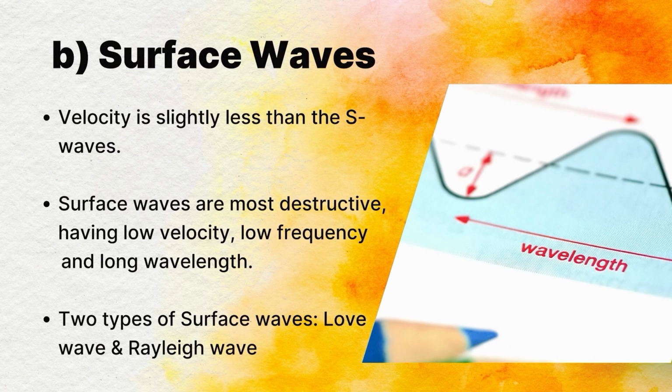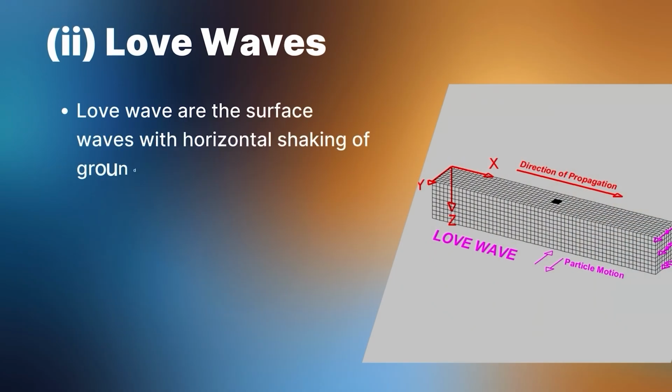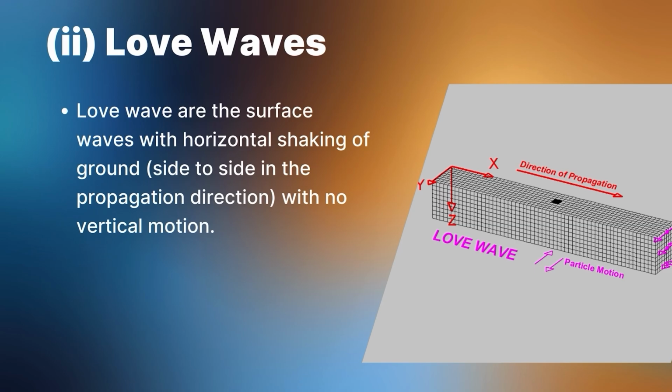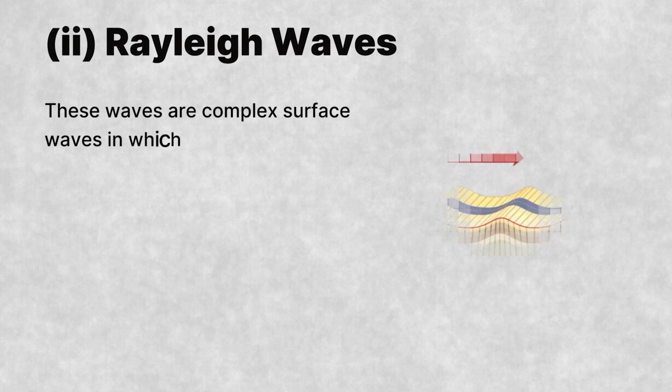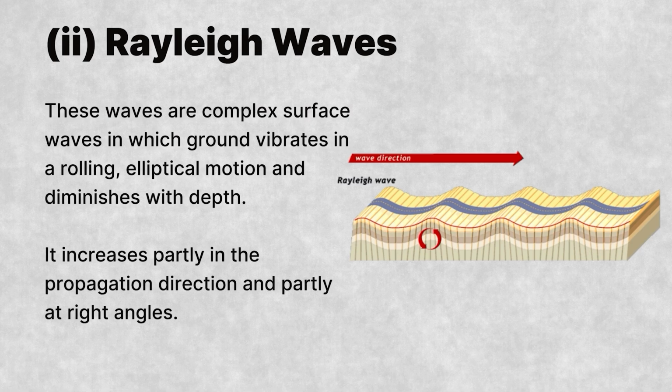Surface waves are again of two types. One variety of surface wave is the Love wave. Love waves are surface waves with horizontal shaking of the ground side to side in the propagation direction, with no vertical movement or motion. Whereas Rayleigh waves are complex surface waves in which the ground vibrates in a rolling elliptical motion and diminishes with depth. Similarly, it moves partly in the propagation direction and partly at right angles.